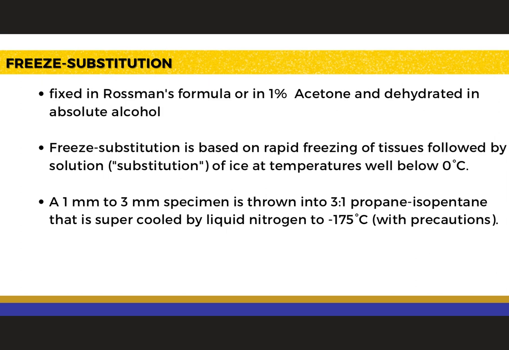Your freeze substitution is based on rapid freezing of tissues followed by solution or substitution of ice at temperatures well below 0 degrees Celsius. So, a 1 millimeter to 3 millimeter specimen is thrown into 3:1 propane isopentane that is supercooled by liquid nitrogen to negative 175 degrees Celsius.